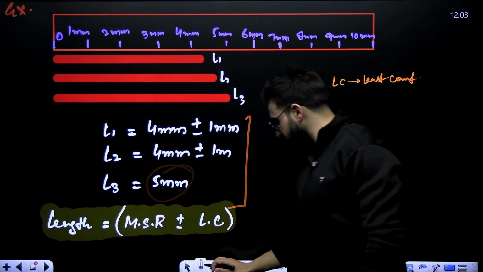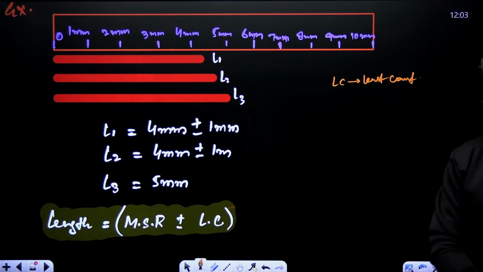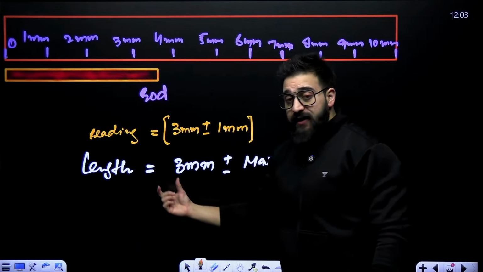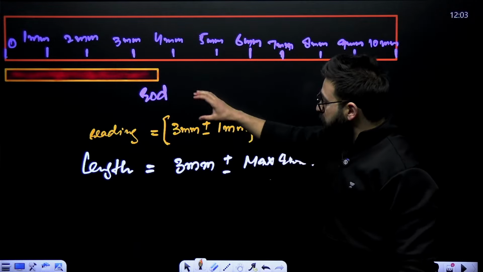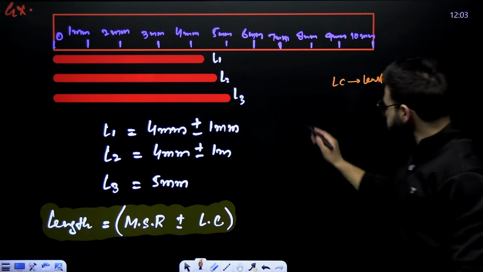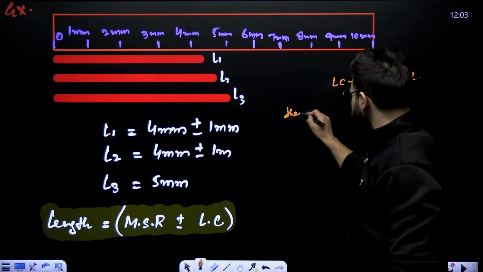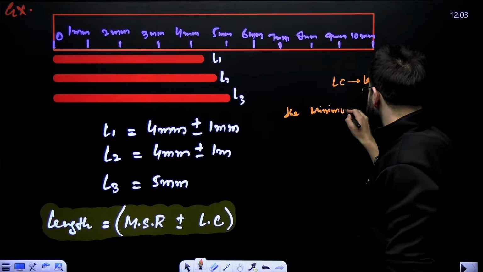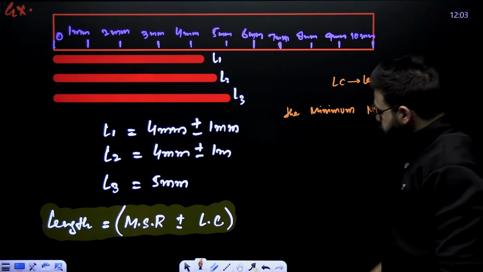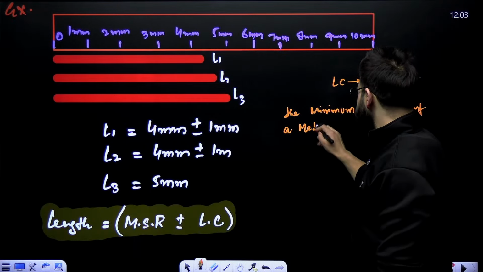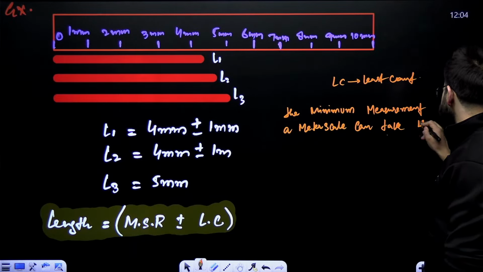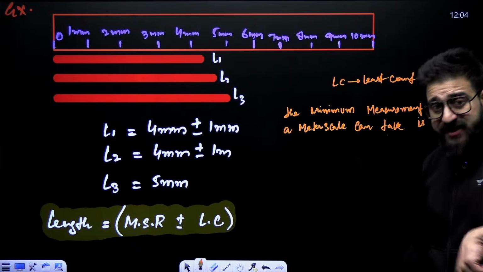Tell me, is this clear? So how do we find the reading or the length using the meter scale? In this particular case, that is main scale reading plus minus the least count or maximum error. The minimum measurement a meter scale can take is 1 mm. Less than 1 mm, it won't be able to measure.